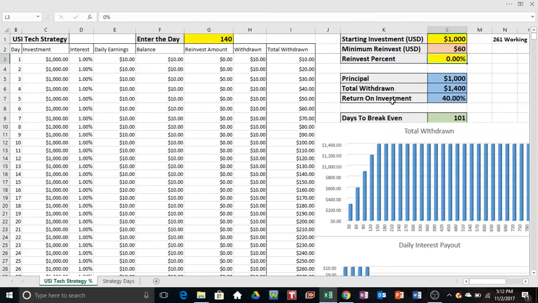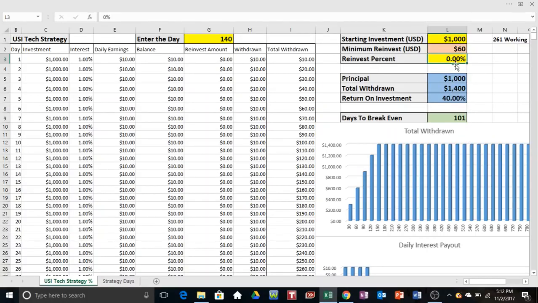You never know what's going to happen with cryptocurrencies or with USI Tech, and so you want to make sure that you get your money back first, and then after that you can play around with the reinvestments. But if you've been doing this for a while and you're not shy about risk and you're good with that, then this calculator will calculate what your results would be.